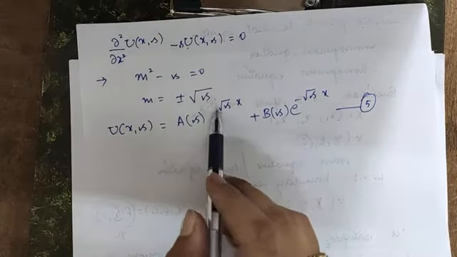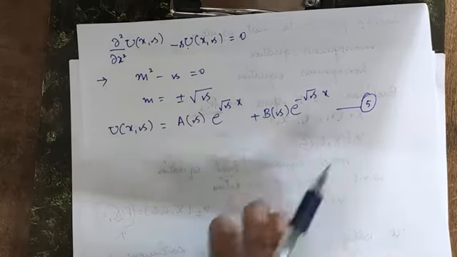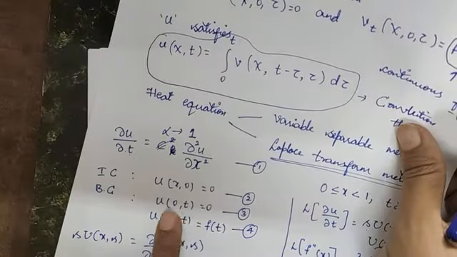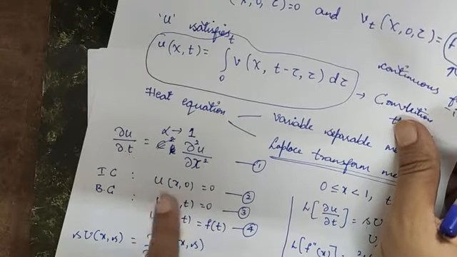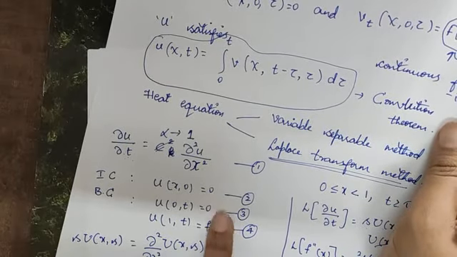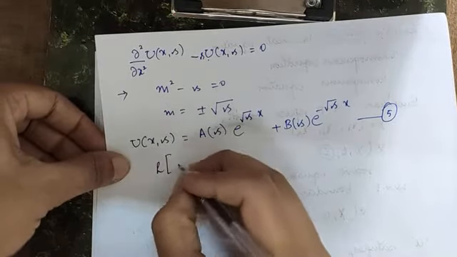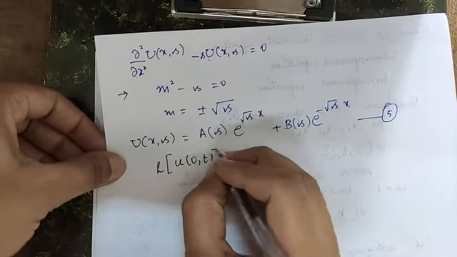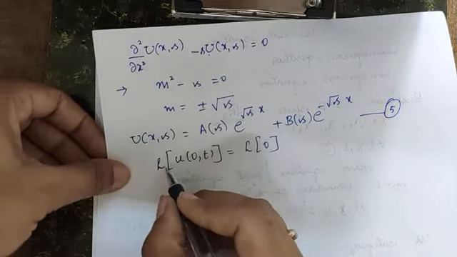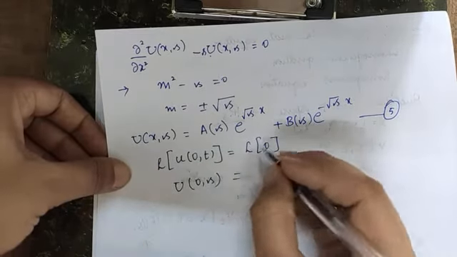Now my job is to find out the constants, that is a of s and b of s. How can I find these two values? Using my boundary conditions. Before that, I should apply Laplace transform on both sides of my boundary conditions. If I apply Laplace transform, what will I get? Laplace transform of u of 0 comma t is equal to Laplace transform of 0, which gives u of 0 comma s, and Laplace transform of 0 is 0 itself.